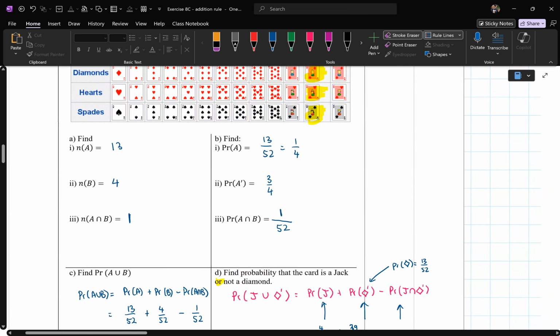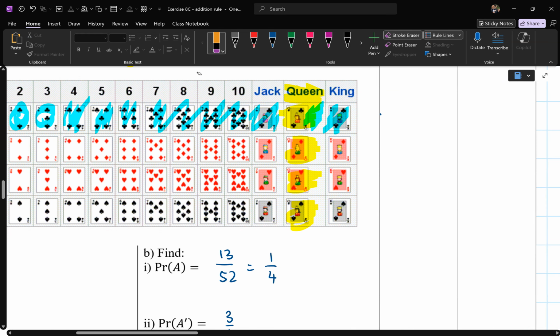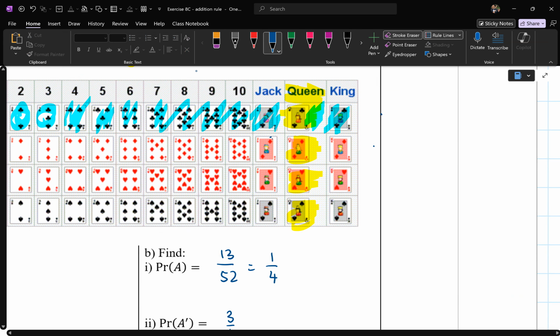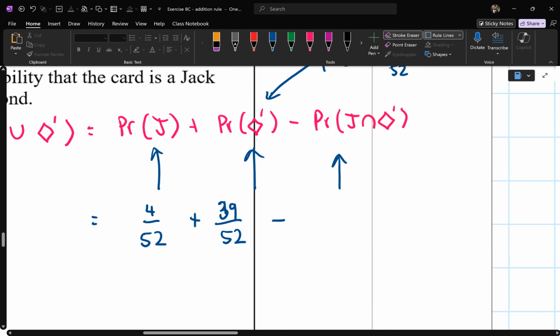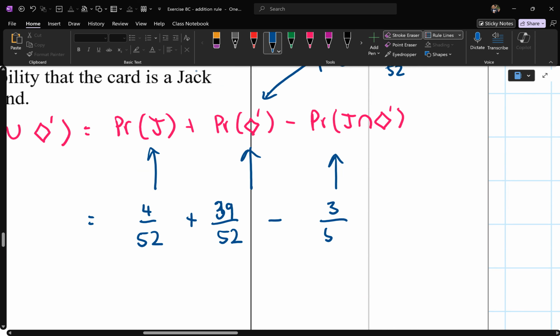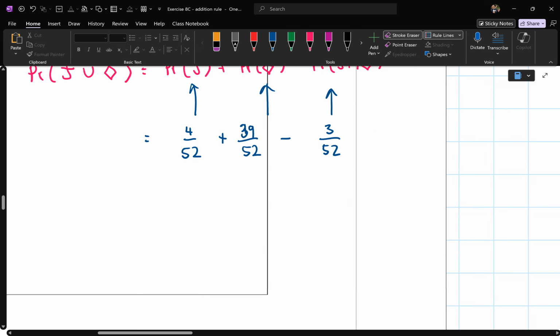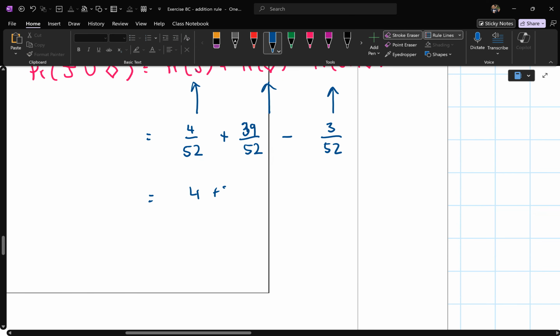Well, there are 4 jacks. So let's have a look again. There are 4 jacks here, and there's really only 1 jack of diamonds, and then there are 3 jacks that are not diamonds. So it's 3 out of your 52 cards. And then back to the same thing again. We're on to 4 plus 39 minus 3, all out of 52. And what's that? 4 minus 3 is 1. So really that's 40 out of 52.